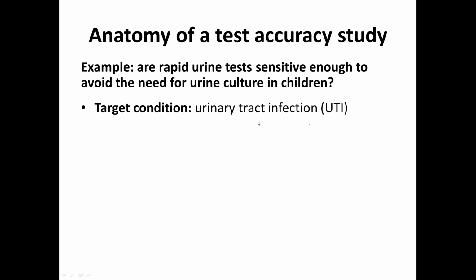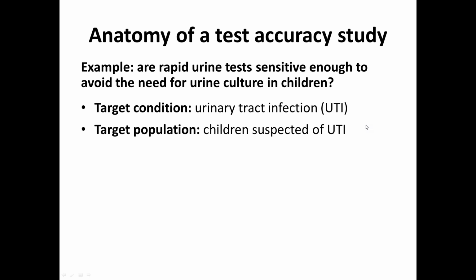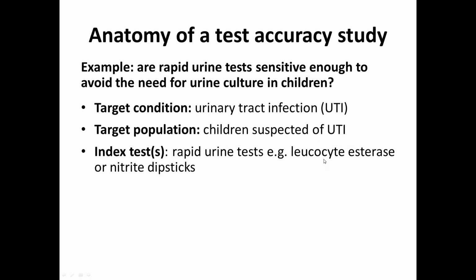So in this case here, our target condition, the disease we're trying to detect, is urinary tract infection. The population are children who are suspected of having a urinary tract infection. So they're children presenting with symptoms suggestive of this as a diagnosis. And what we call the index test, so we use the phrase index test to talk about the test we're evaluating. So it's the new technology or whatever it is we're trying to estimate the accuracy of. And here it's these rapid tests.